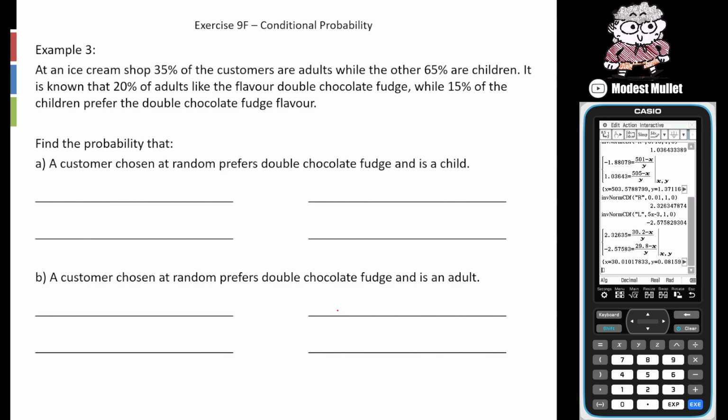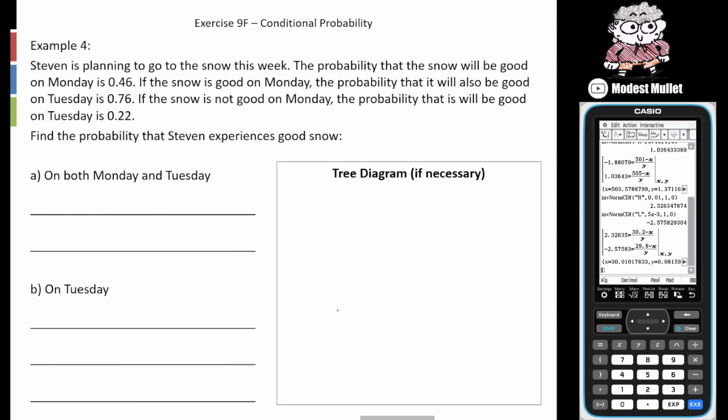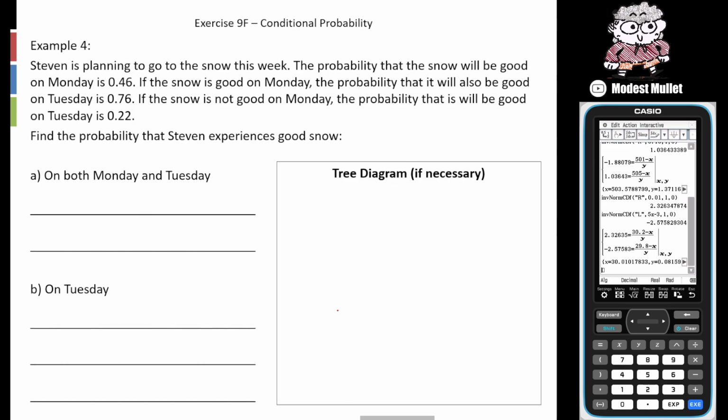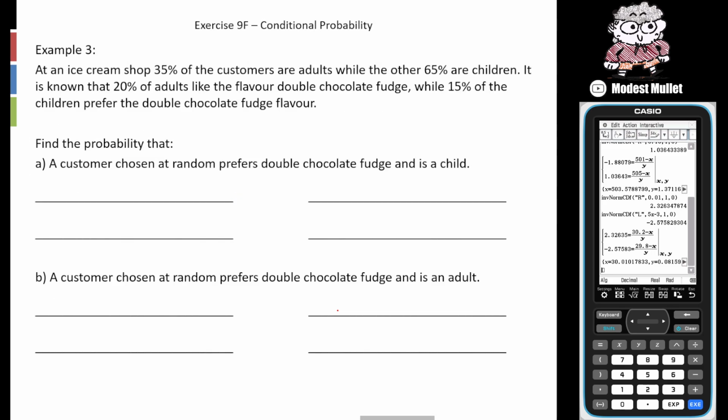So, really quickly, let's have a go. We'll just do this example. We won't worry about the full tree diagram stuff. At an ice cream shop, 35% of the customers are adults, while the other 65% are children. It is known that 20% of adults like the flavour double chocolate fudge, while 15% of children prefer double chocolate fudge flavour.